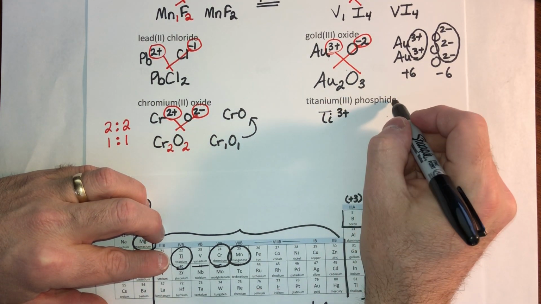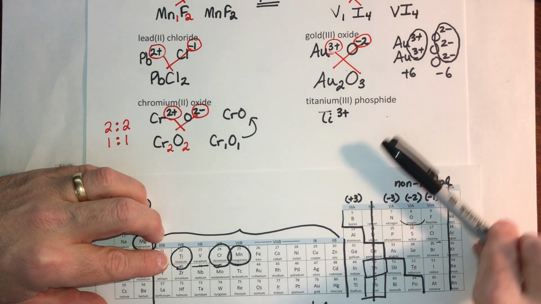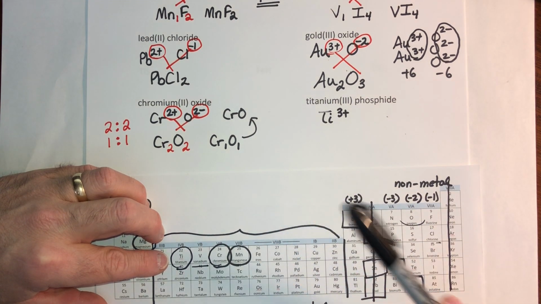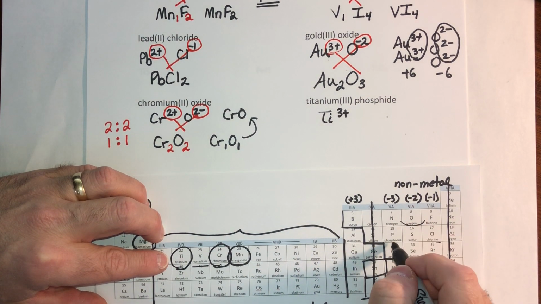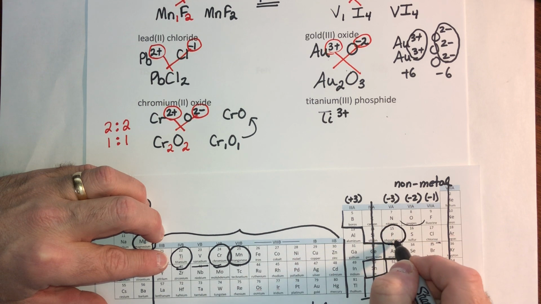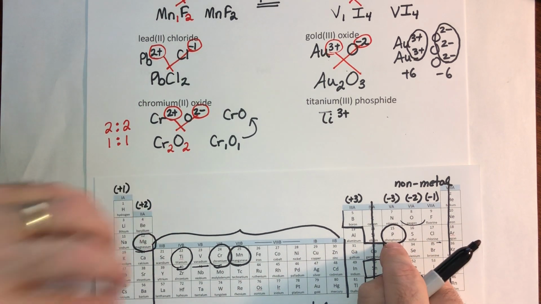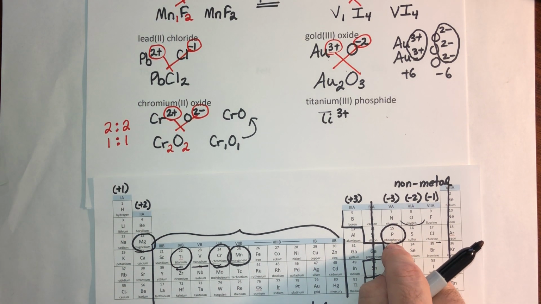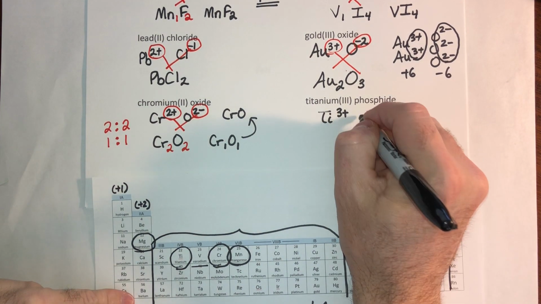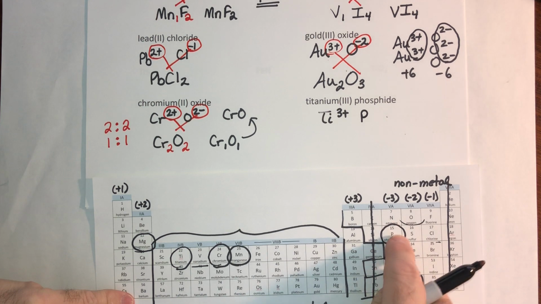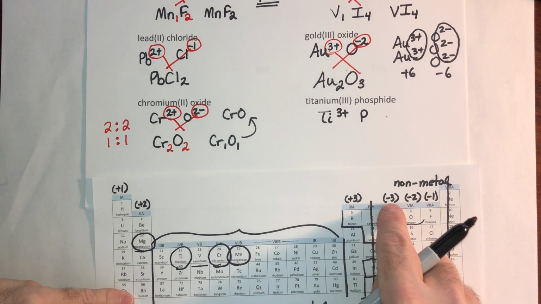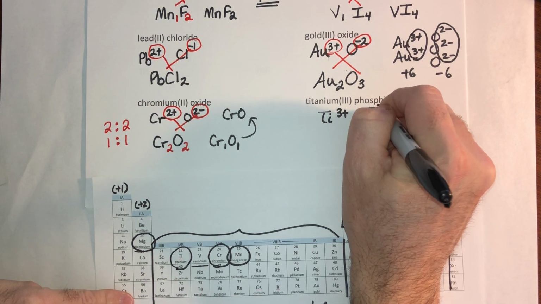The second element is always a nonmetal, so it'll always be in this corner of your periodic table. And if you look up phosphide, the closest that you're going to find is phosphorus. As the atom, it's phosphorus. When you turn it into the ion, it becomes phosphide. As an atom, it has no charge, electrically neutral. But as an ion, it has a 3- charge.